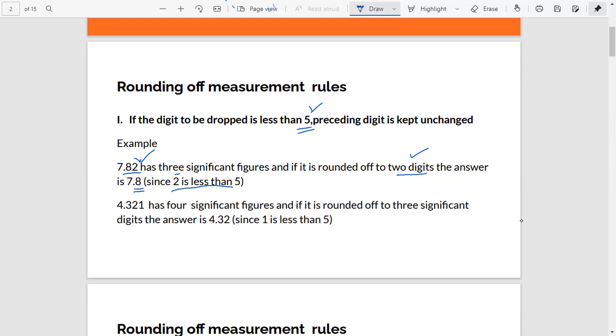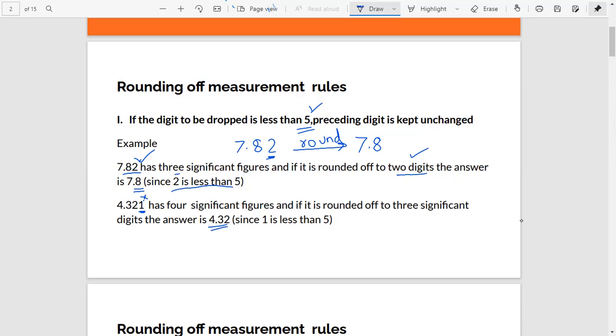So the answer is, when you round off 7.82, it becomes 7.8, because this 2, the digit to be dropped, is less than 5. Same is the case with the second example, 4.321. You want to round it off. When you are rounding off, the last digit is 1, which is less than 5. So you simply drop this 1 and keep the number before 1 unchanged. So it becomes 4.32.